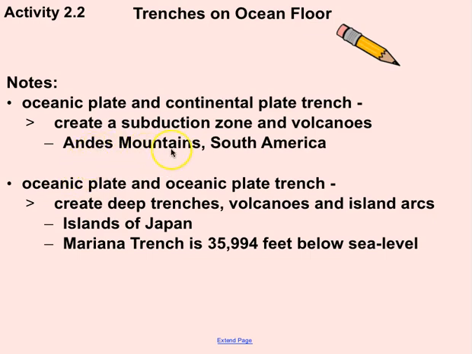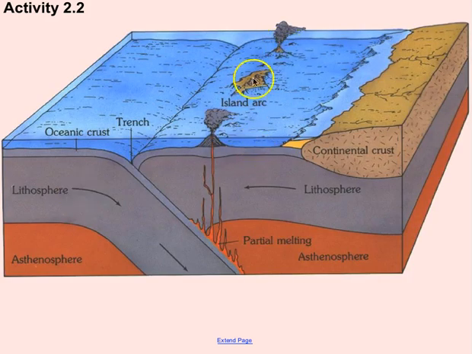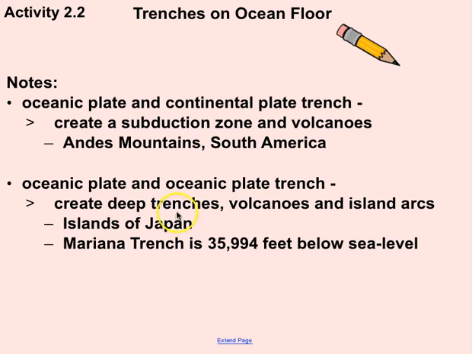So the Andes Mountains are an example of this in South America. Now the Andes Mountains aren't an island arc like this, but here would be closer to land, and those volcanoes formed on land. But the Andes Mountains are very active today as a result of the plates moving underneath the South American plate. Now, if it's two oceanic plates, it creates deep trenches, volcanoes, and island arcs, such as the island of Japan.